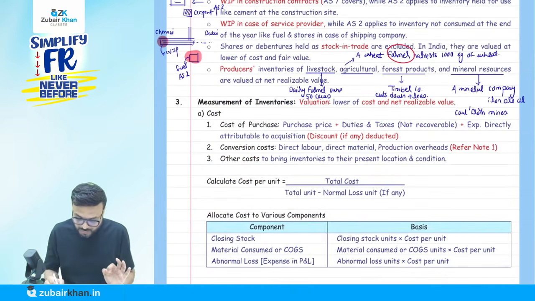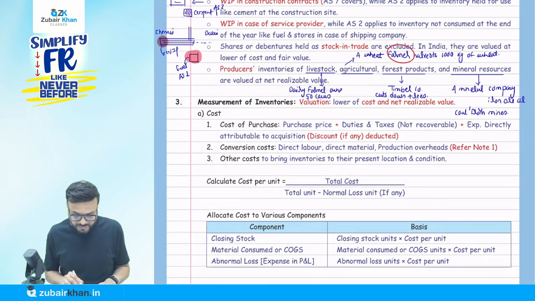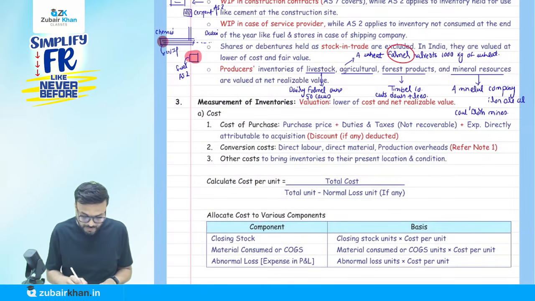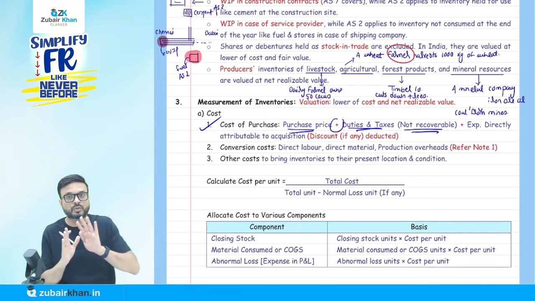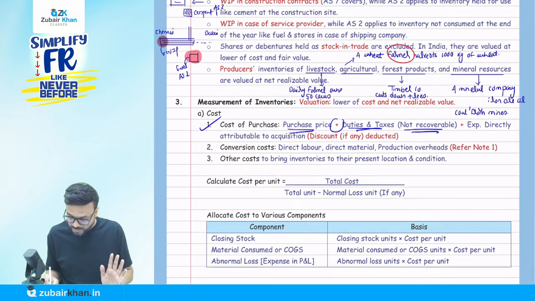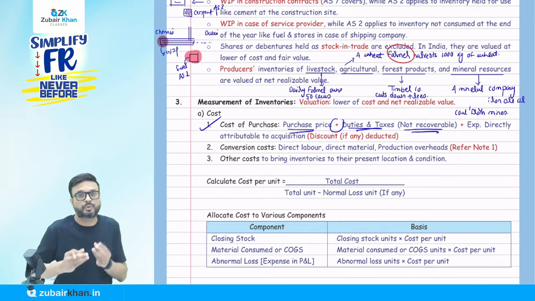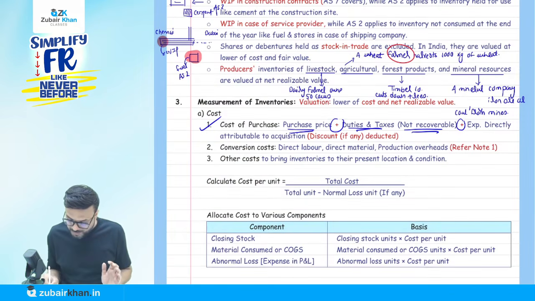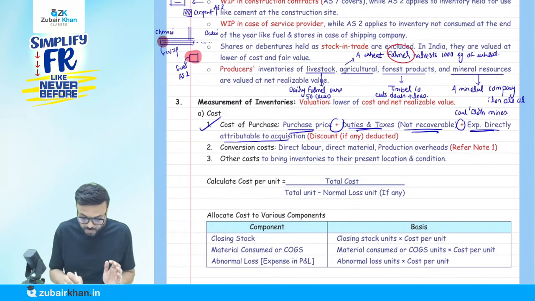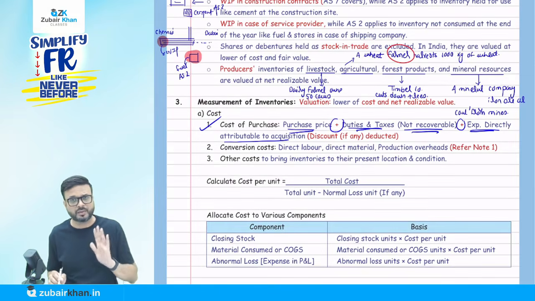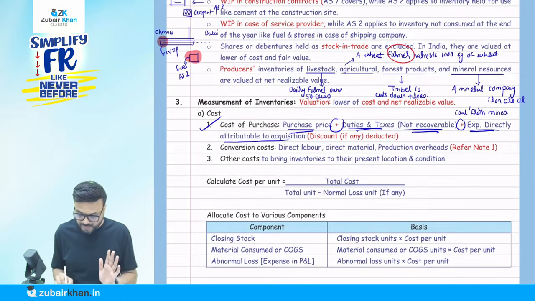Quickly, what does the cost cover? The cost of purchase, that is the purchase price, plus the duties and taxes that are non-recoverable, on which we are not going to claim the input VAT or GST. Any tax which is recoverable from the government, or which we are going to claim as input, is excluded. Plus the expenses directly attributable to the acquisition, like the freight we have paid. If there is any discount, that should be deducted.